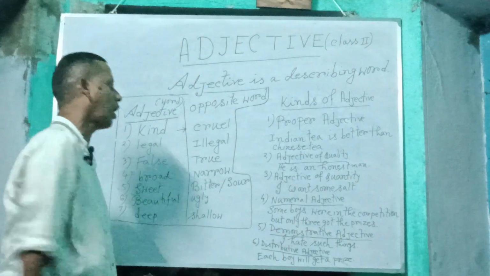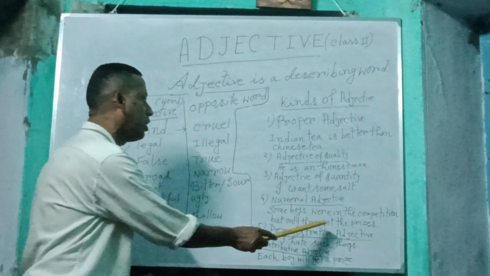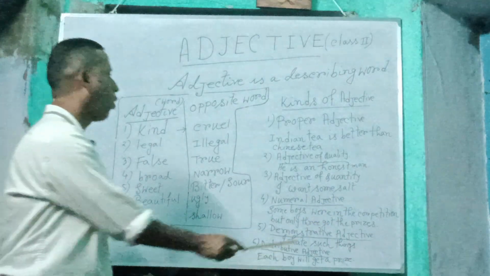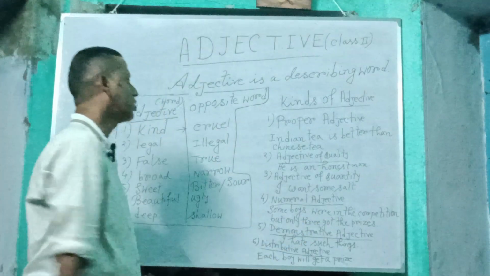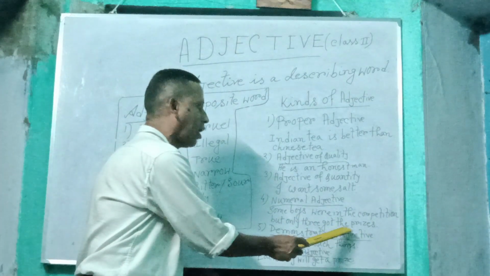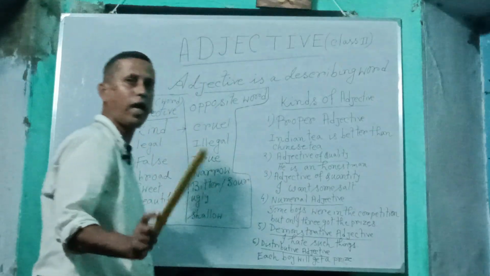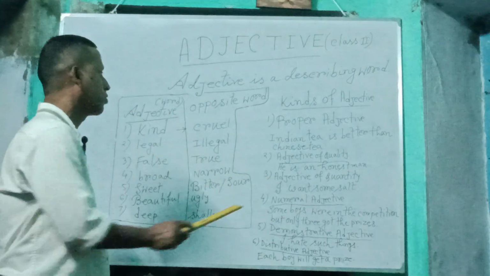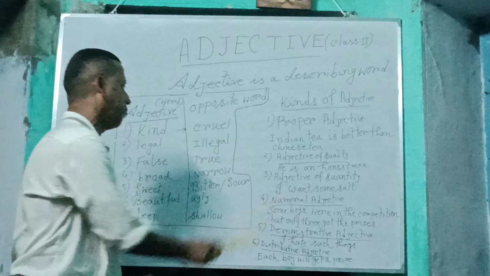Here the 3 is a numeral adjective. Only 3 got the prizes. Prizes is the noun. So before a noun it is an adjective. All articles are adjectives. So here the numeral adjective is "some".